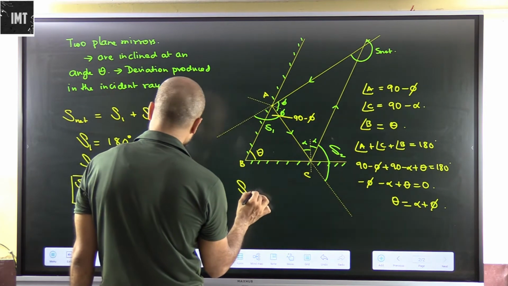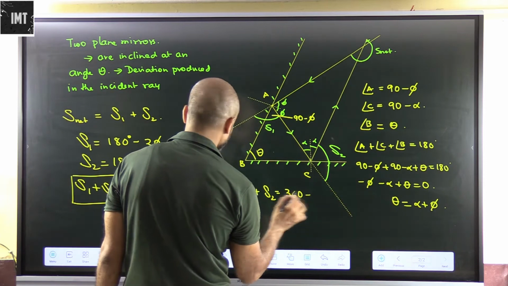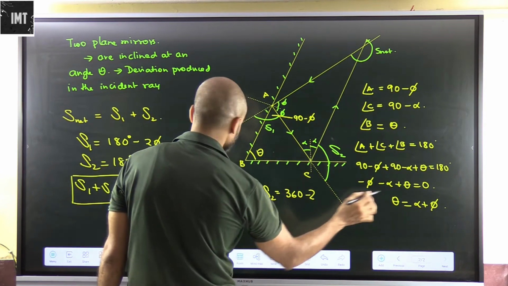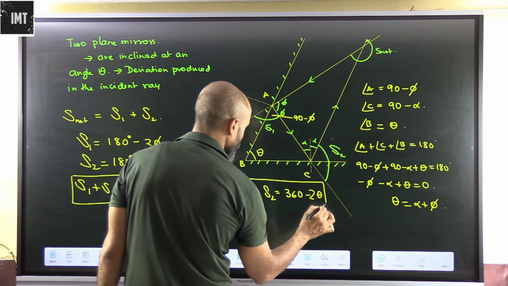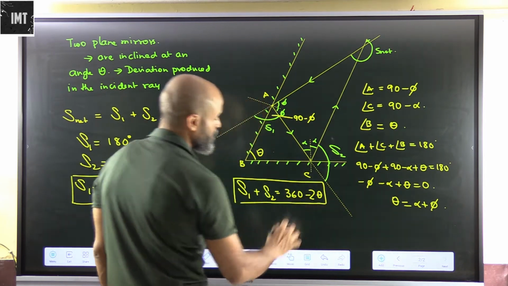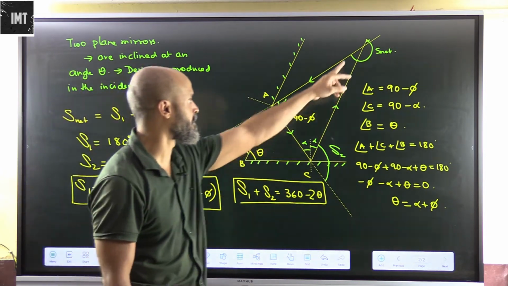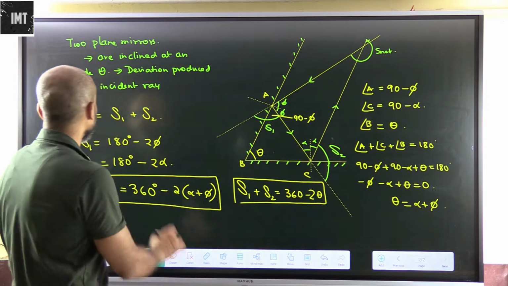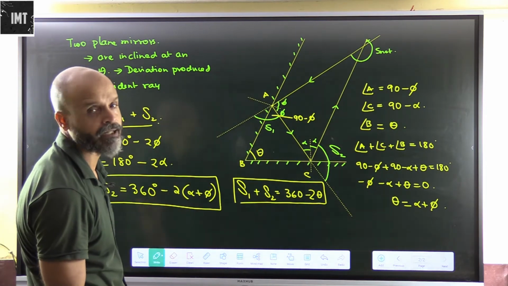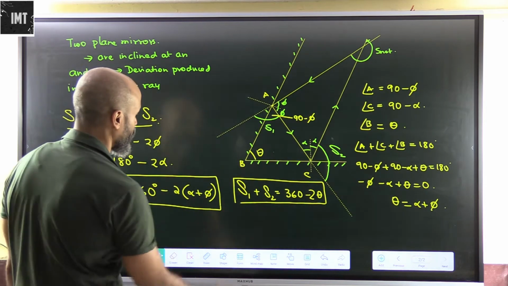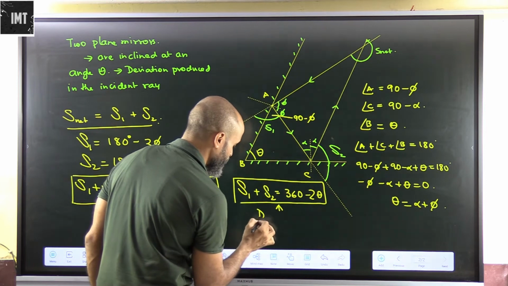So delta 1 plus delta 2 is equal to 360 minus 2 alpha plus sigma. Alpha plus sigma will be theta, so delta 1 plus delta 2 will be 360 minus 2 theta. Are we clear on this one, people? This is basically deviation.